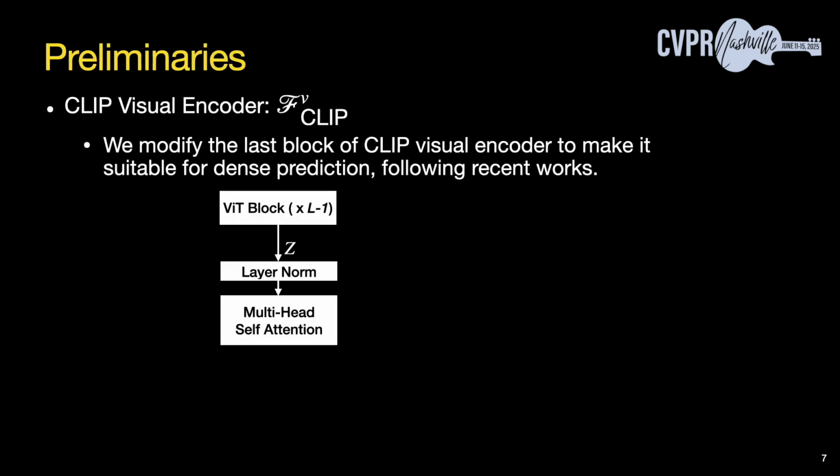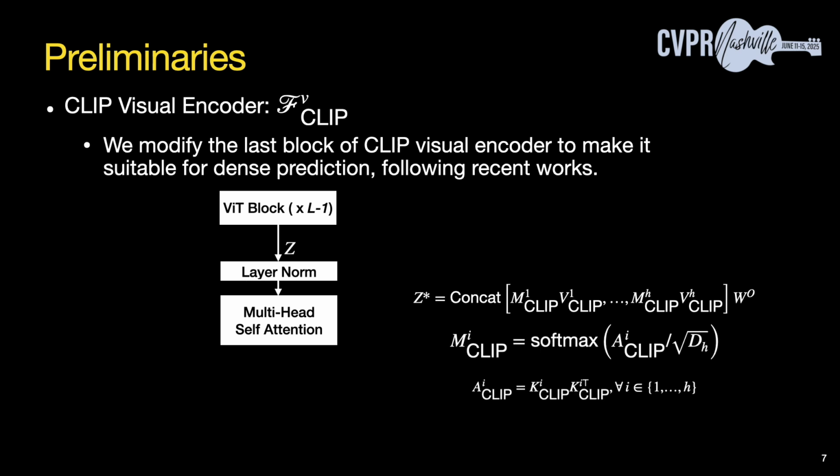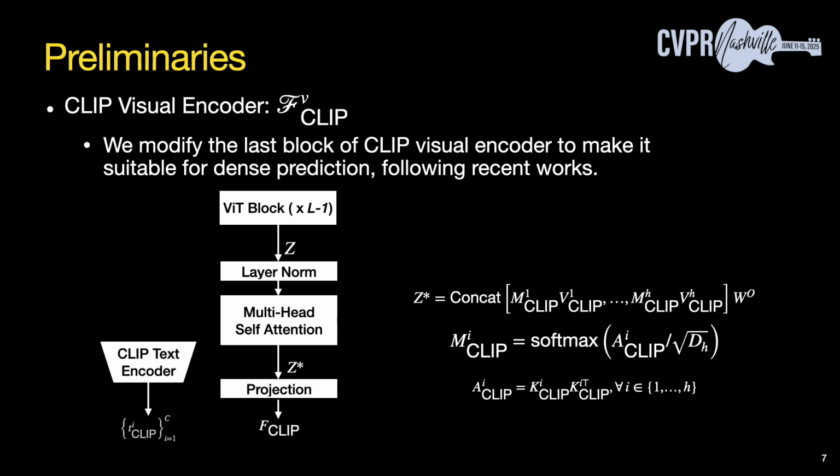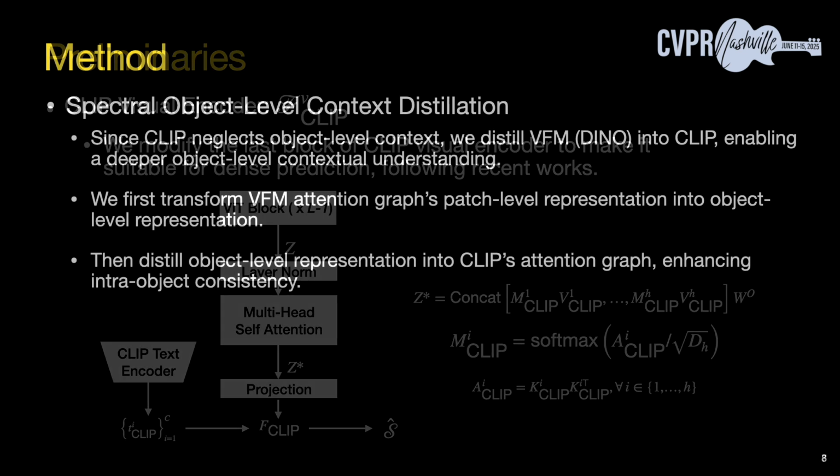First, let's briefly review the baseline pipeline. We use CLIP for image-text alignment and modify its visual encoder for dense prediction. Specifically, we adjust the self-attention mechanism in the final layer. Instead of using the standard attention map computed as the dot product of queries and keys, we compute the dot product between keys to produce a CLIP. This modified attention map is projected into CLIP's latent space, and patch text similarity scores are computed using text embeddings.